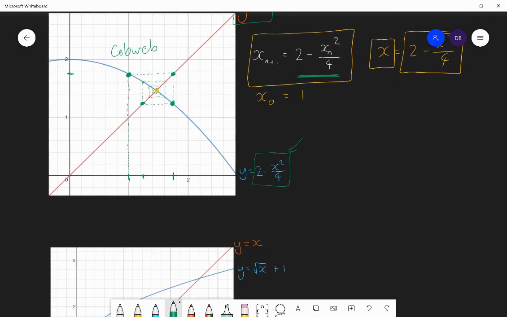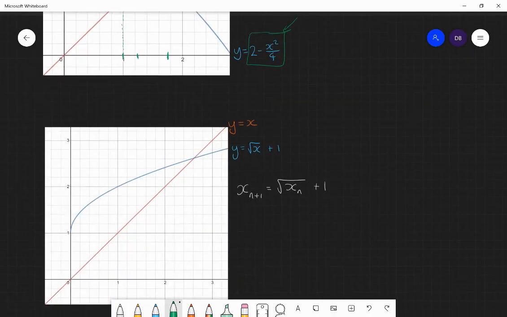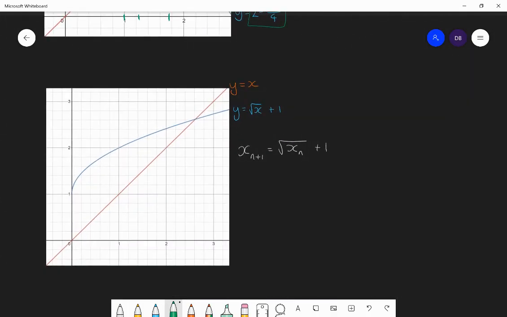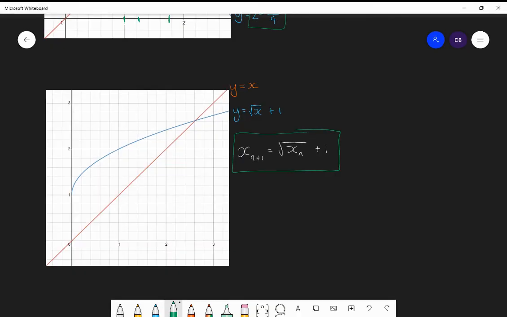It doesn't always form a cobweb diagram. It could form a step. It could step towards the solution. And here's another recurrence relation, where if I solve the equation x equals root x plus 1, then it'll give me the solution to this.